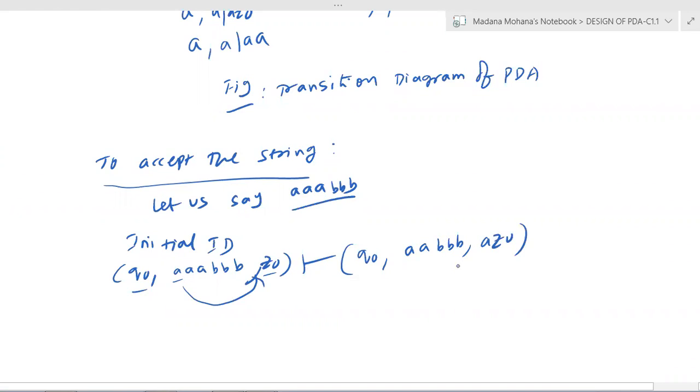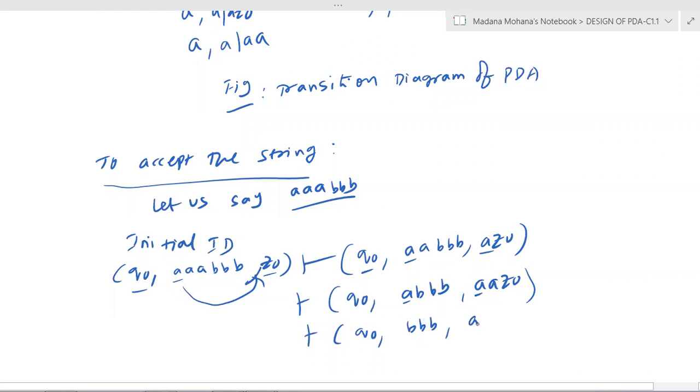Now A Z0. Now again your current state is Q0, current input is A, then current top is also A. Again Q0 AA. What is the transition we have? That A is also pushed onto the stack. So now another A is pushed onto the stack. Now the current top is A, current input is A. So again Q0 AA, the same transition we can apply. Q0. Now the remaining input consists of B's. Now this third A is also pushed onto the stack.